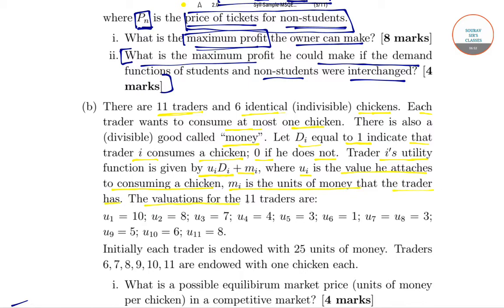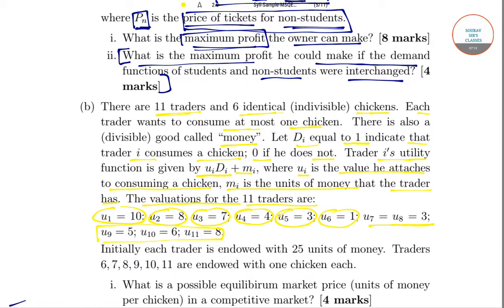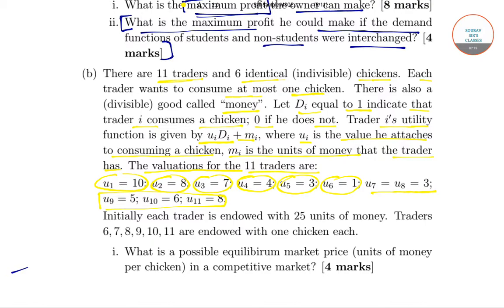Now the valuations for the 11 traders are given. u1 is given as 10, u2 is 8, u3 is 7, u4 is 4, u5 is 3, u6 is 1. Similarly u7, u8 is given as 3 and the following. Initially each trader is endowed with 25 units of money. So in this sum, which is the possible equilibrium market price in a competitive market?